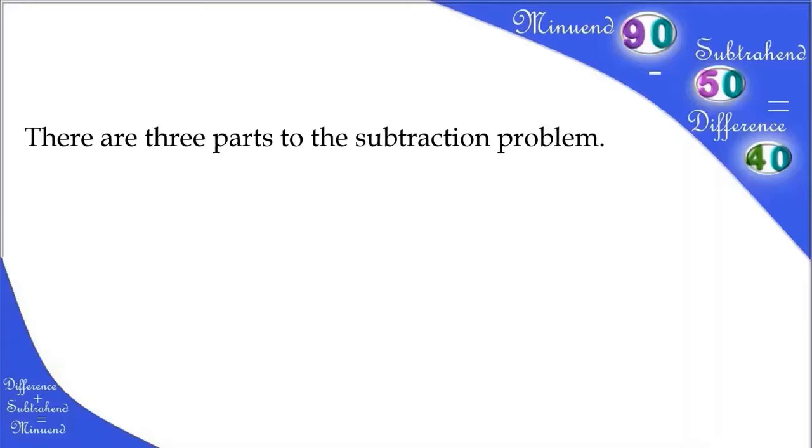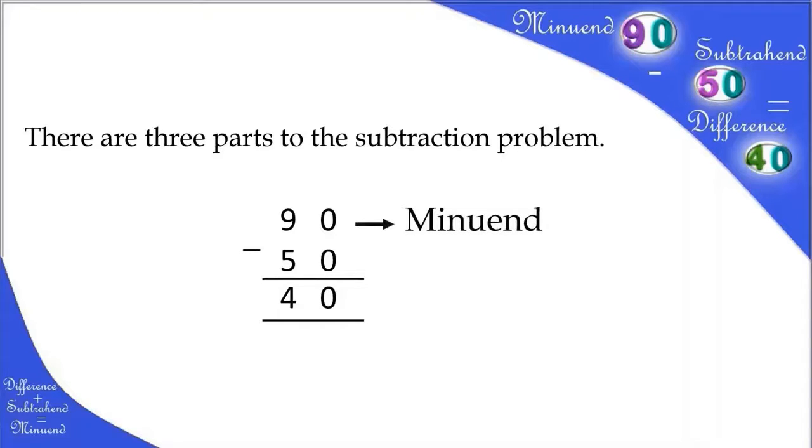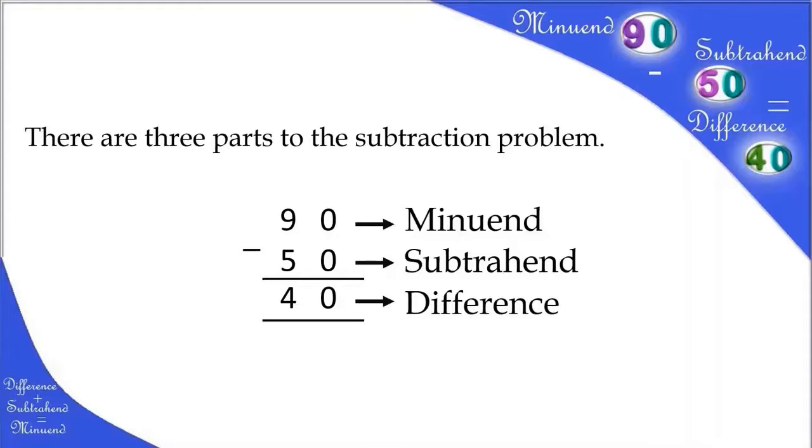There are three parts to the subtraction problem. 90 minus 50 is equal to 40. The part where you start with is called minuend. Here the minuend is 90. The part being taken away is called subtrahend. Here the subtrahend is 50. The part that is left after subtraction is called the difference. Here the difference is 40.